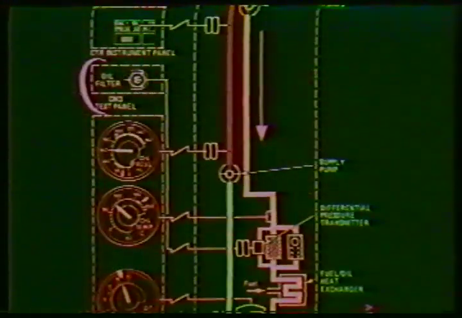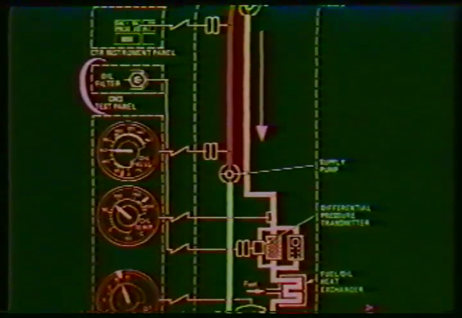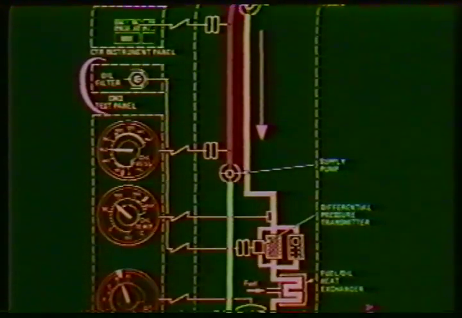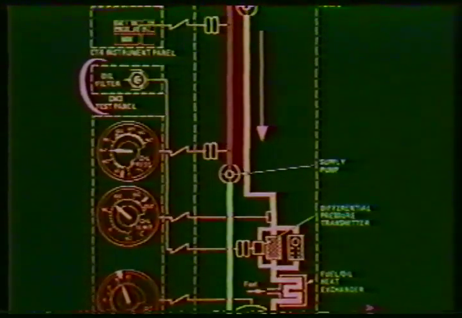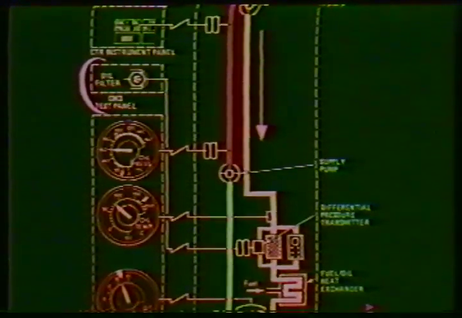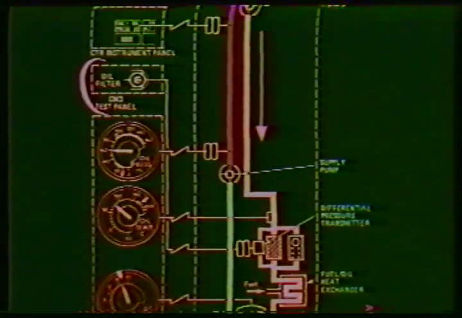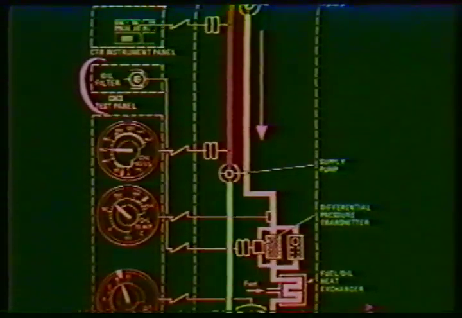Oil temperature is sensed in the return line to the tank just prior to the strainer and the fuel oil heat exchanger. Normal maximum oil temperature is 160 degrees centigrade with a maximum transient of 175 degrees centigrade for 15 minutes. Minimum oil temperature for engine start is minus 40 degrees centigrade.